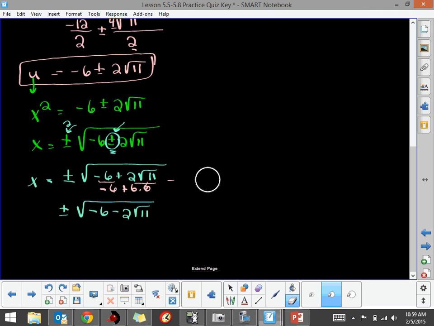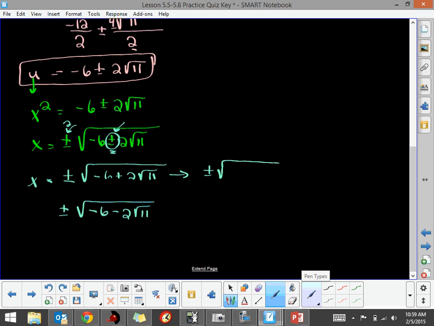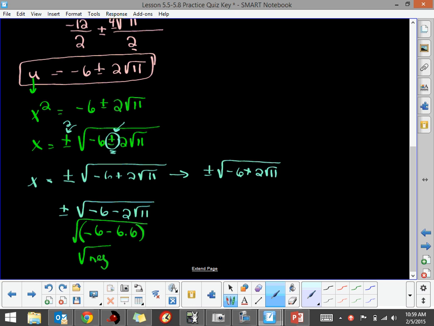Our answers are, in this one, I'll try to get rid of that stuff down here. I just wanted to illustrate that these answers will be positive and they will be real. So these answers will be plus or minus the square root of negative 6 plus 2 times the square root of 11. On the other hand, these down here, if I look at these, it's going to be negative 6 minus 6.6. And when we do these calculations, we're taking the square root of a negative. So these square roots are going to be representing imaginary or complex numbers.